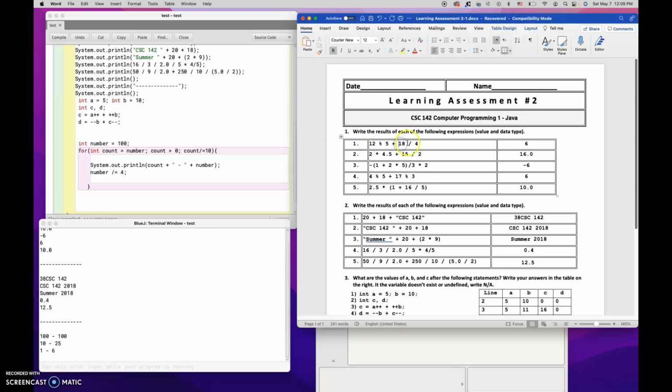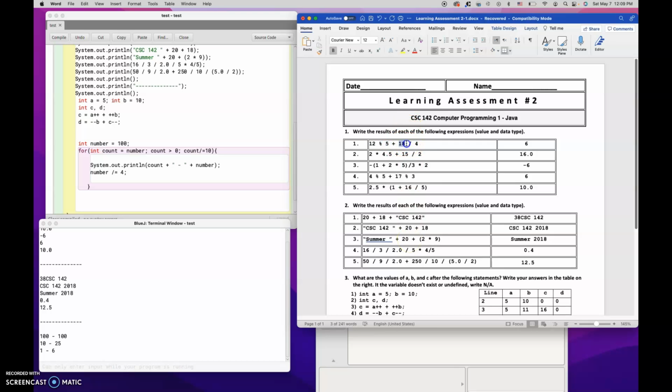result. For the first line, we have 12 mod 5 plus 18 divided by 4. We know that mod comes first, divide comes second, and plus comes third. So we have 12 mod 5, which is 2. 2 times 5, 10. The remainder is 2. So the result of 12 mod 5 is 2.